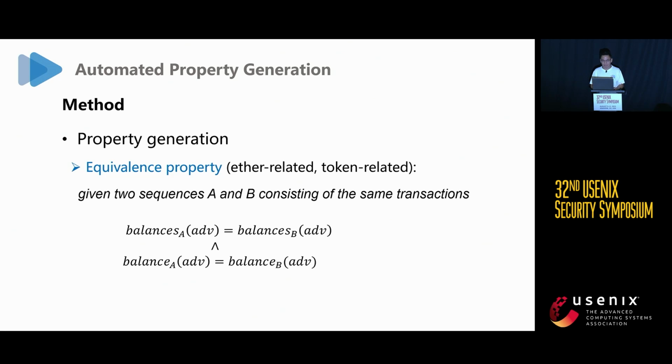This property requires that given two sequences A and B consisting of the same transactions, the token balance and the ether balance of the adversary are the same after the execution of A and B, regardless of the orders of transactions in the sequence or any other conditions. If this property is violated, it means that the adversary may change its own balances by modifying some conditions.